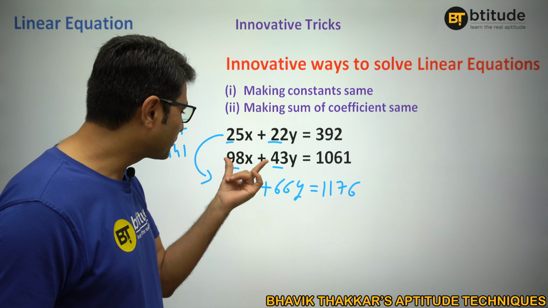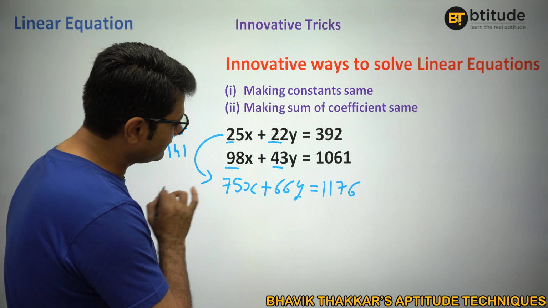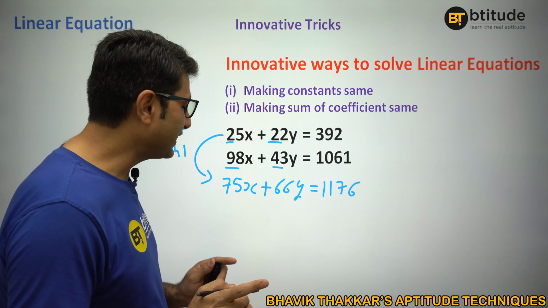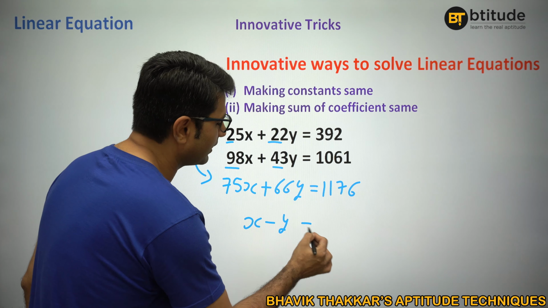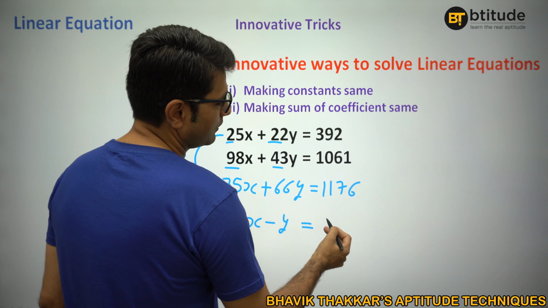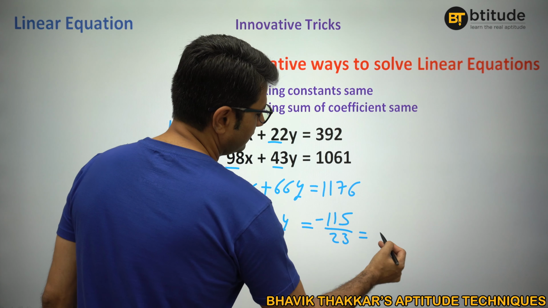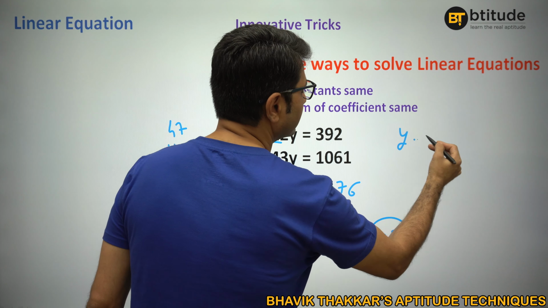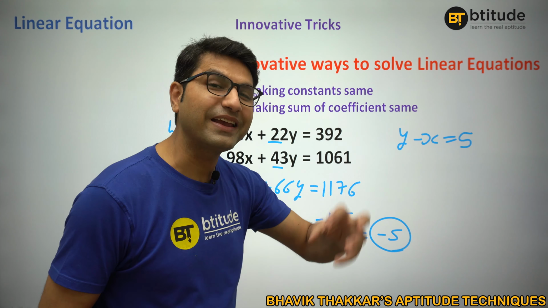Now try to understand. Once you find it out, because total is same, right? If you find out the difference, it is 23x and 23y. So now there are two ways to do it, right? One is just simply deduct this minus this. You will find x minus y is equal to minus 115 by 23, that is minus 5. All right. Or you can say y minus x is 5. That is first way of doing it. Y minus x is 5. That means y is 5 more.